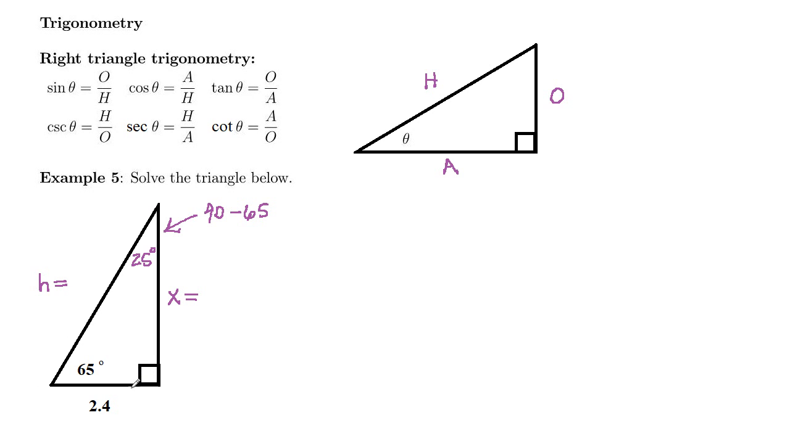So in relation to the 65 degree angle, we want the opposite side. We have the adjacent side. So the trig function that involves those is tangent. So we know that the tangent of 65 degrees is equal to opposite over adjacent. So X over 2.4. And now just set your cross products equal. So X is equal to 2.4 times tangent of 65 degrees.